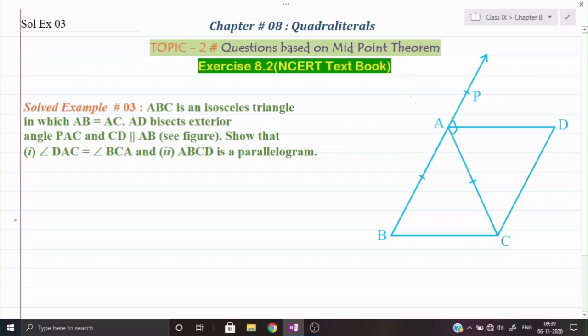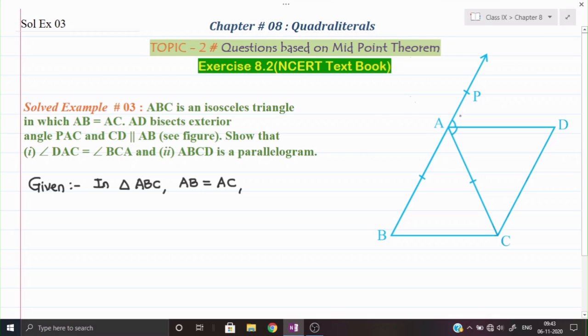Let us see how we can prove it. Here we shall use one old fact known as the exterior angle property, or sometimes the remote interior angle theorem. First let me write down the given, then I will explain that theorem to you, and then we shall continue with the solution. First we write, in triangle ABC, AB and AC are equal, and AD bisects exterior angle PAC.